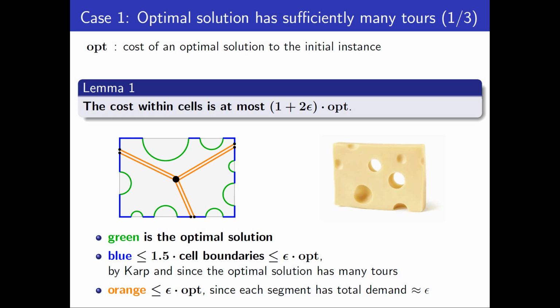It remains to analyze the cost of the orange connections. Since each segment of the TSP tour has total demand roughly epsilon, the cost of the orange segments can be bounded in the same way as the cost of moving the big terminals to the centers. So the overall cost of the orange connections is at most epsilon times opt. This concludes the proof of Lemma 1.